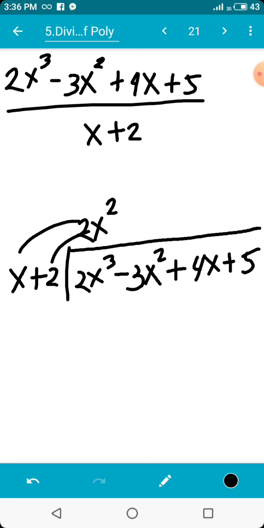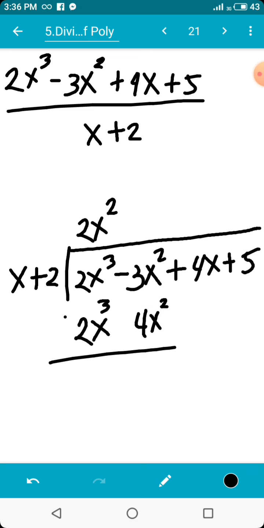And then, i-times ulit natin sila sa kada term. So, 2x squared times x. So, we have 2x cubed. And then, 2x squared times 2, we have 4x squared. Okay? And then, minus, but don't forget the open and close parentheses. So, magbabago ulit yung sign nila. It will become negative and it will become negative also. So, we have here positive and negative 2x cubed. So, technically canceled na yan kasi 0 lang yan.